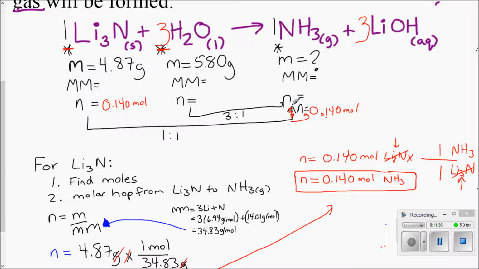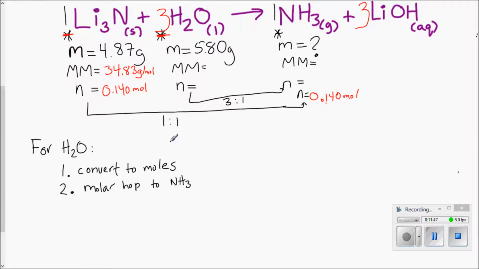Let's make sure. So we're going to get another value for moles, but recall that the one that makes the least amount of moles is going to be the correct answer. Okay, so we're going to do the same thing for H2O that we just did for lithium nitride. We found out how many moles of NH3 we should produce from lithium nitride, but now we're going to check the same thing with water, okay?